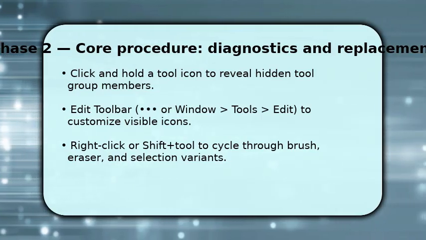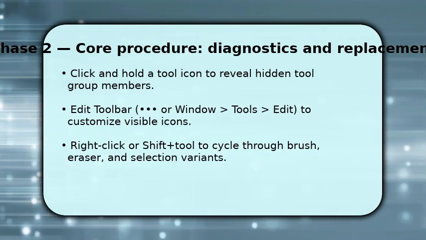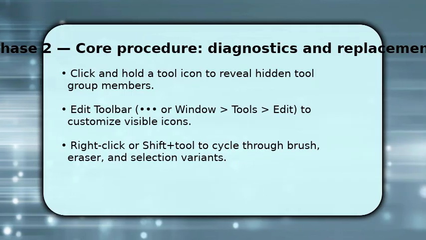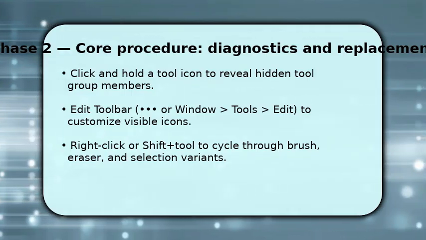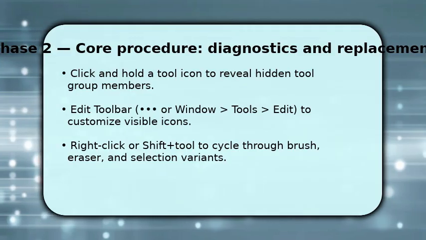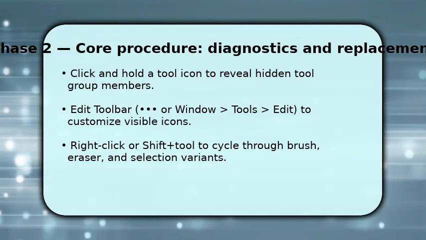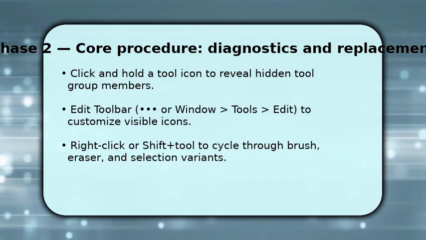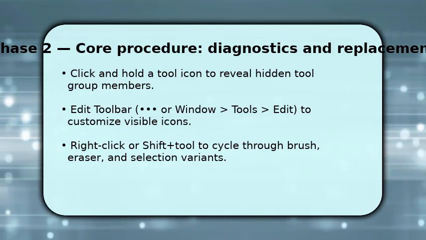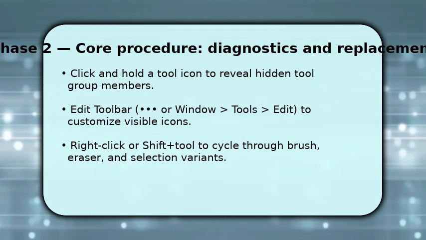Once done, open Edit Toolbar from the three-dot menu or Window, Tools, Edit to drag icons in or out for your workflow. Make sure to try right-clicking or use Shift plus the tool key to cycle through related tools. That saves time and keeps frequently used tools instantly accessible in the main bar.